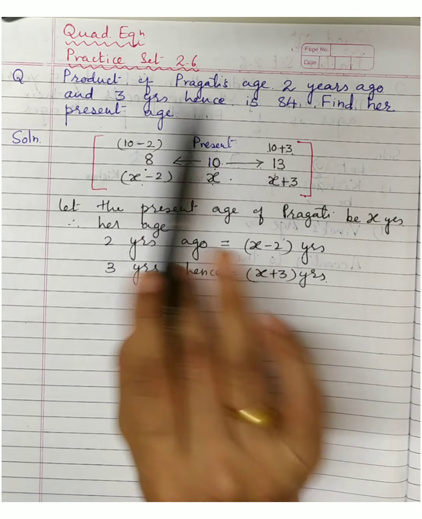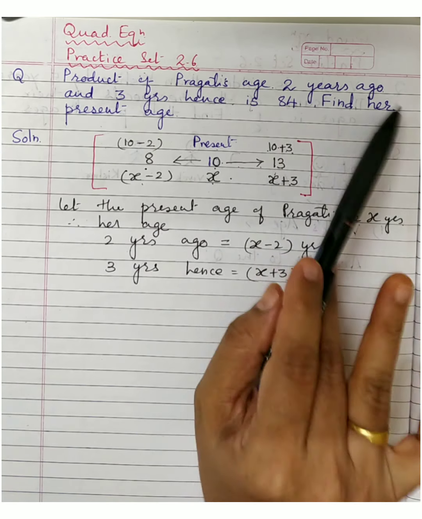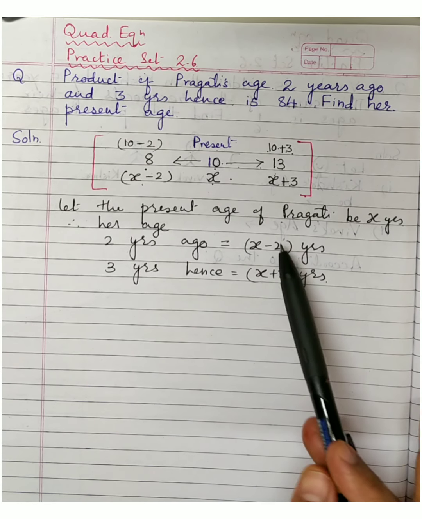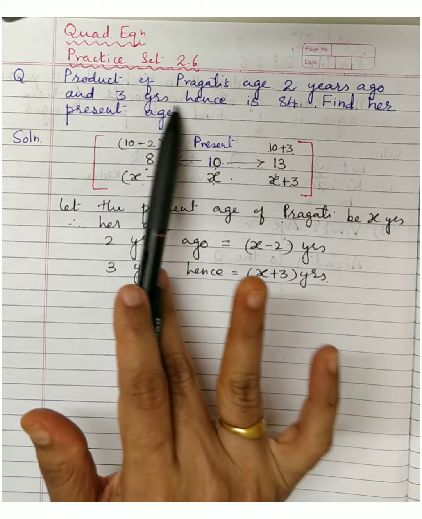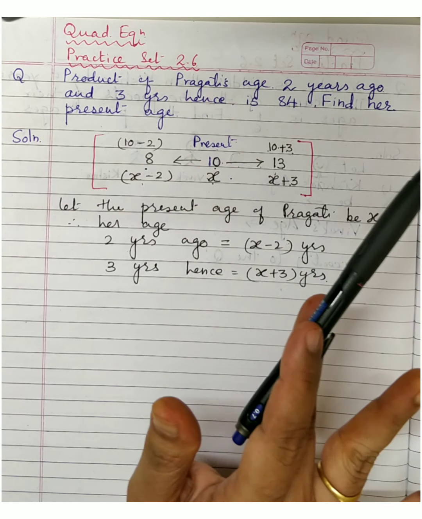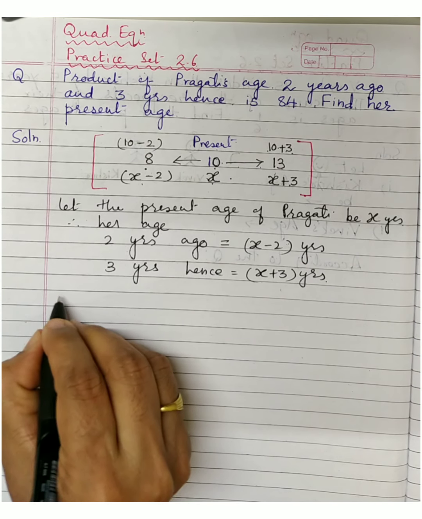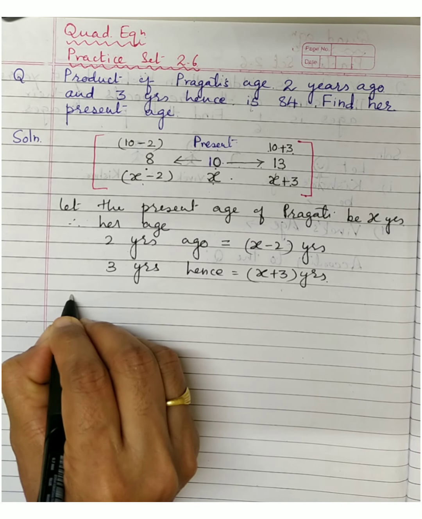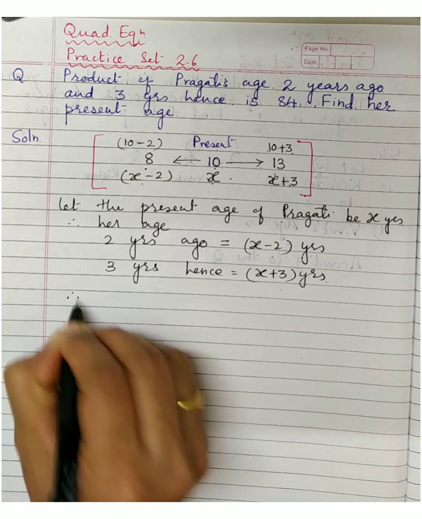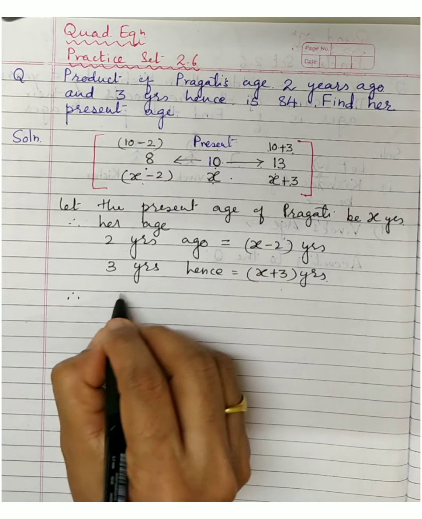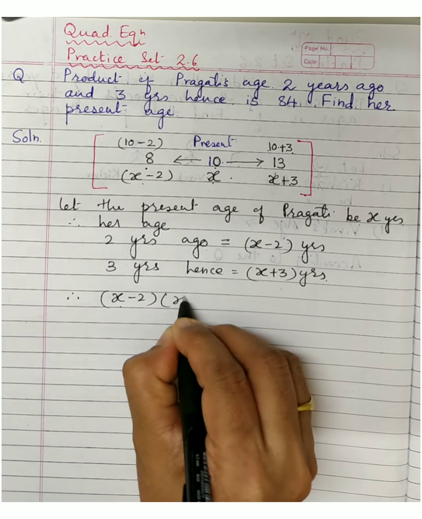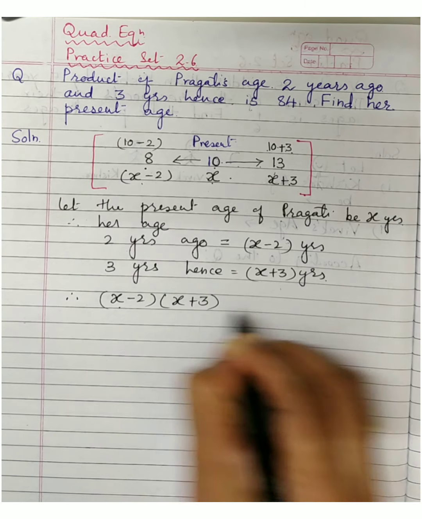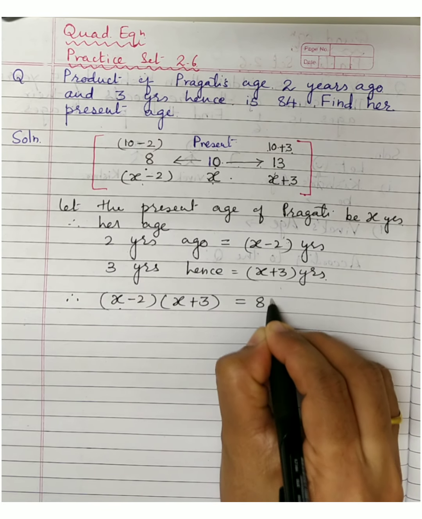Product of her ages, product of Pragati's age 2 years ago and 3 years hence, that is product of X minus 2 and X plus 3. These are the two ages, is 84. Find her present age. So according to the question, we can make the statement of the equation. Product X minus 2 multiplied by X plus 3 is equal to 84.